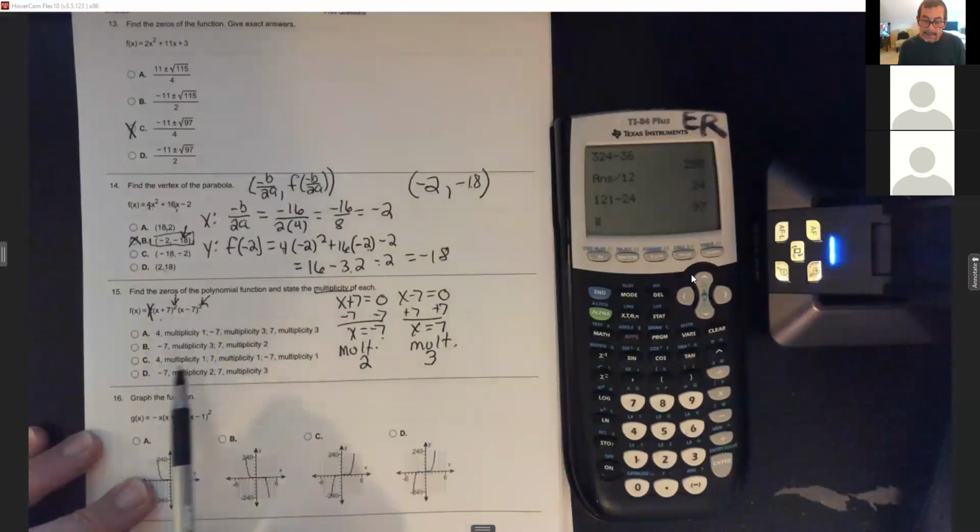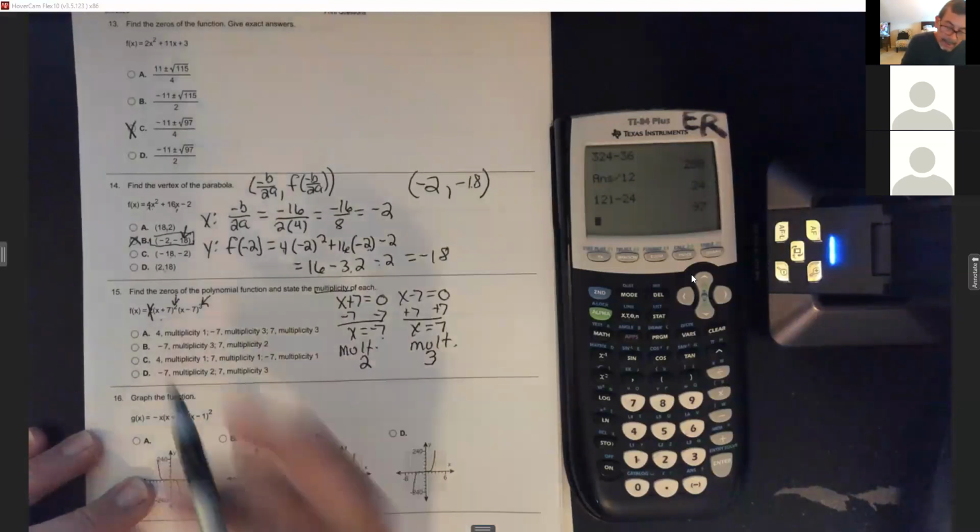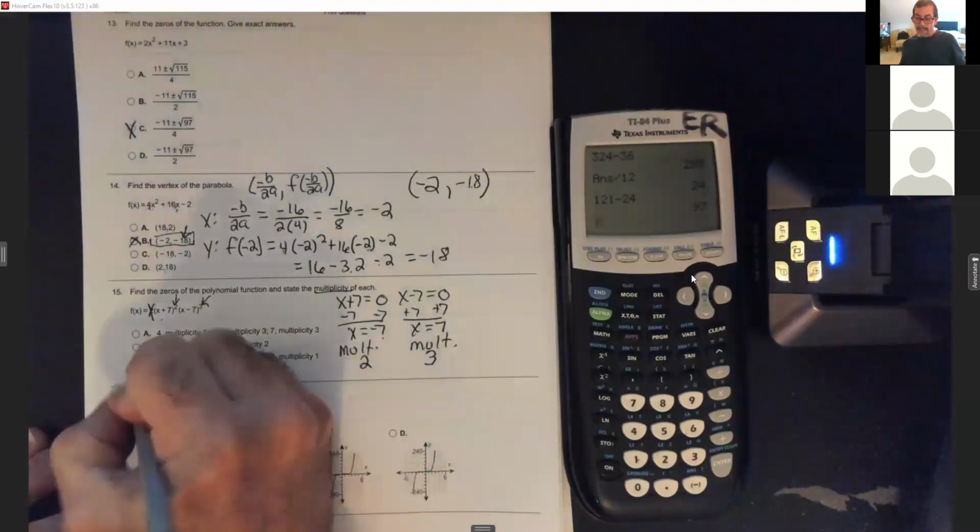So let's see. I didn't even have a 4. So let's see, negative 7 3 times. Nope, negative 7 had to be twice. Didn't have a 4 again. Here we go, negative 7 twice, positive 7 3 times. We would go with D.